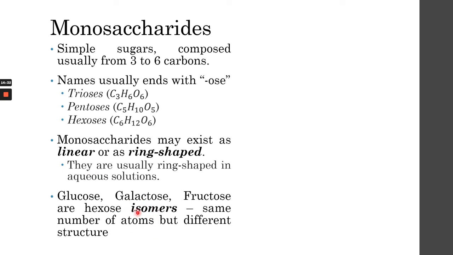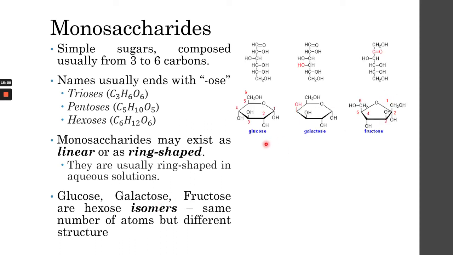We call that isomers. Isomers means they have the same number of atoms. So glucose, galactose, and fructose are types of hexose. They all have the same number of carbons, C6, the same number of hydrogens, and the same number of oxygens, but their differences rely on their structure. And yeah, we call them isomers. So here's a picture. This is glucose, this is galactose, and this is fructose. You may think they're all the same, but they may look the same while their structure is actually not the same.